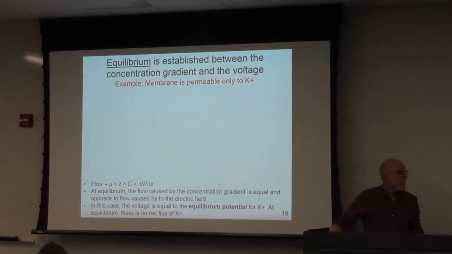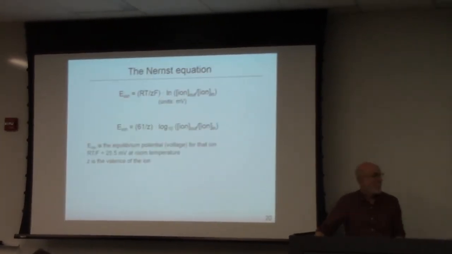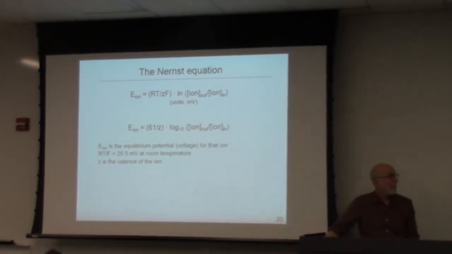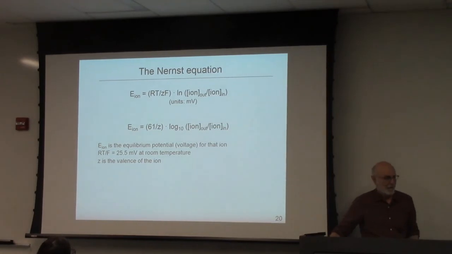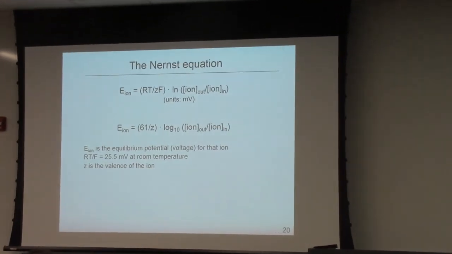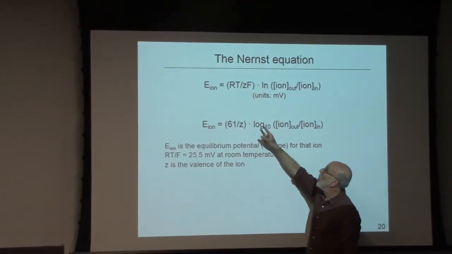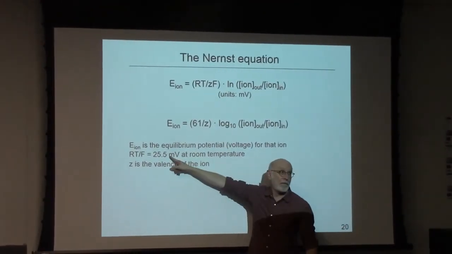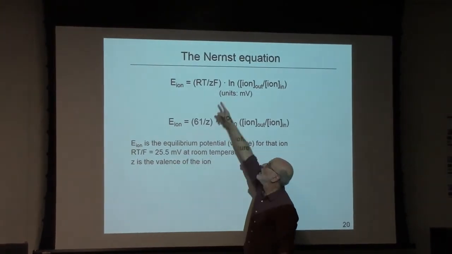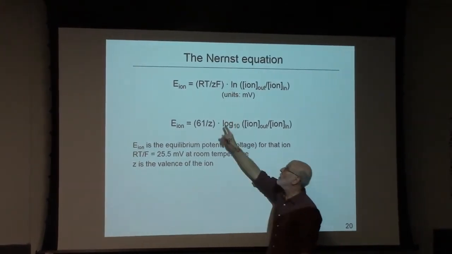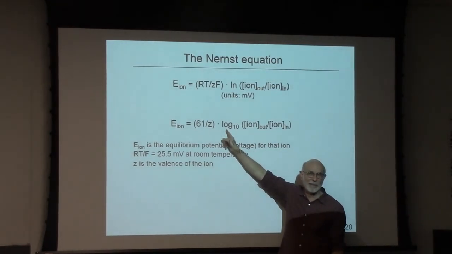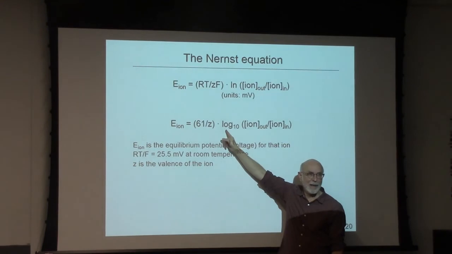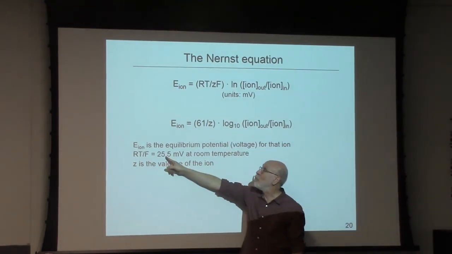Other questions? Can you go back to the slide? Yeah, so where did you get the 61 value in this simplified version? Is that because it's not at room temperature? Nope. This is log base 10. So RT over F is 25. When we convert natural logarithm to log base 10, we multiply by 2.3 or something like that. And so the 25.5 becomes 61.